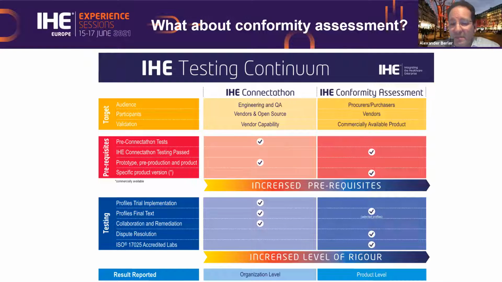So the rigor is much more increased, and we are talking about final products that every 2 or 3 years have to check again with the conformity assessment rules if they are still covered.